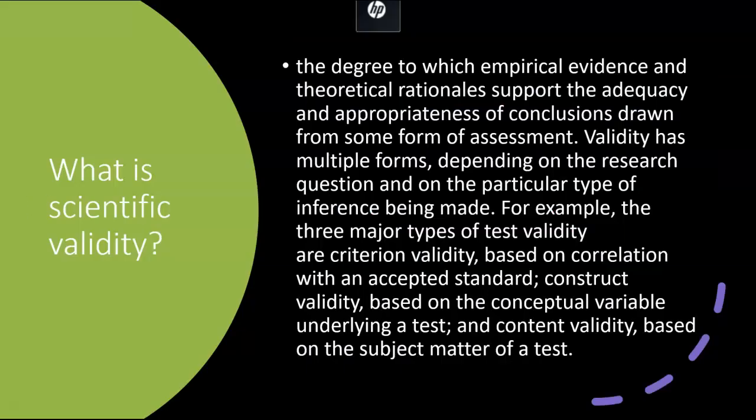According to the American Psychological Association, validity is the degree to which empirical evidence and theoretical rationale support the adequacy and appropriateness of conclusions drawn from some form of assessment. Validity has multiple forms depending on the research questions and on the particular type of inference being made. For example, the three major types of test validity are criterion validity, based on a correlation with an accepted standard, construct validity, based on the conceptual variable underlying a test, and content validity, based on the subject matter of a test. Basically, it means how well does your evidence support the conclusions that you drew.